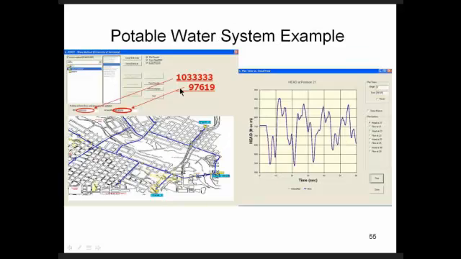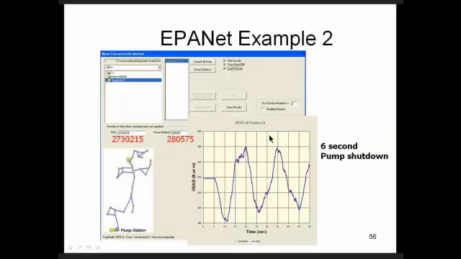And this goes on. Here's another problem. The numbers that we're showing here are the number of calculations it took to carry out this calculation. It took over 1 million with the method of characteristics and under 100,000 with the wave method. But again, these odd wave shapes are reproduced exactly. And here's a final example, which is an EPANet problem. Again, a pump was shut down, and the solutions are identical, which they should be. I mean, there's only one correct solution.